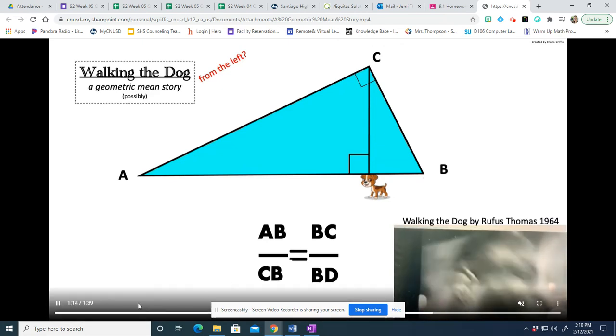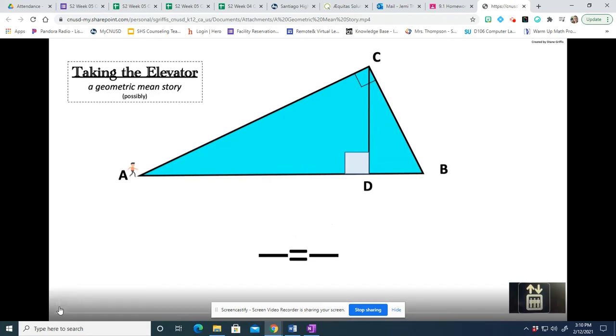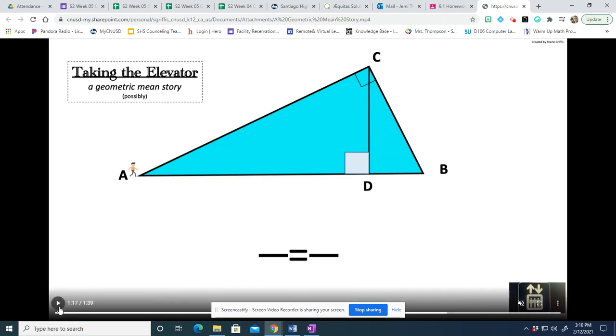So if you can remember the story, then you can help remember the theorem and how to set it up. Now this is the first rule that we talked about. This time I'm working with the altitude in the right triangle. So another proportion down here, here we go.